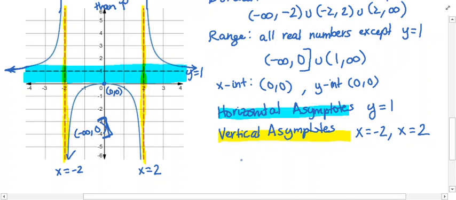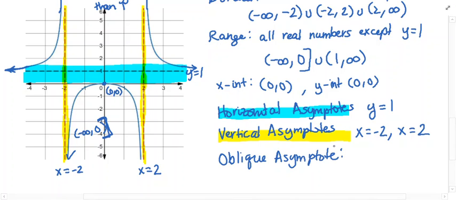The last thing we need to look for are oblique asymptotes. If you have an oblique asymptote, you would recognize it. You would see a red dotted line. That's a line with slope, a non-horizontal and non-vertical line. We don't have any of that here, so there's no oblique asymptote.